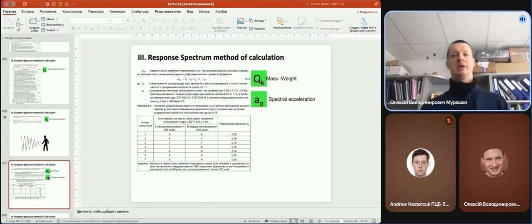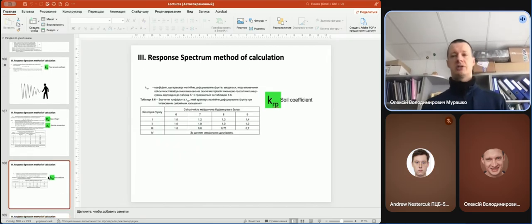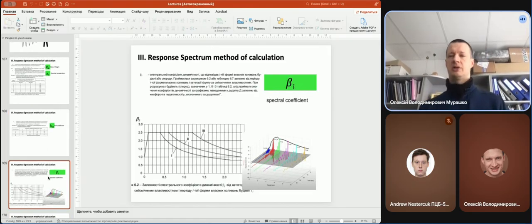Also, Q with K index, it's the weight of the masses related with the weight of the structures and also vertical loads. And A with zero index, it's spectral acceleration coefficient. KGR, it's a soil coefficient, so this coefficient takes into consideration the impact of soils, which also gives additional impact. And the basic coefficient for this method is the spectral coefficient.